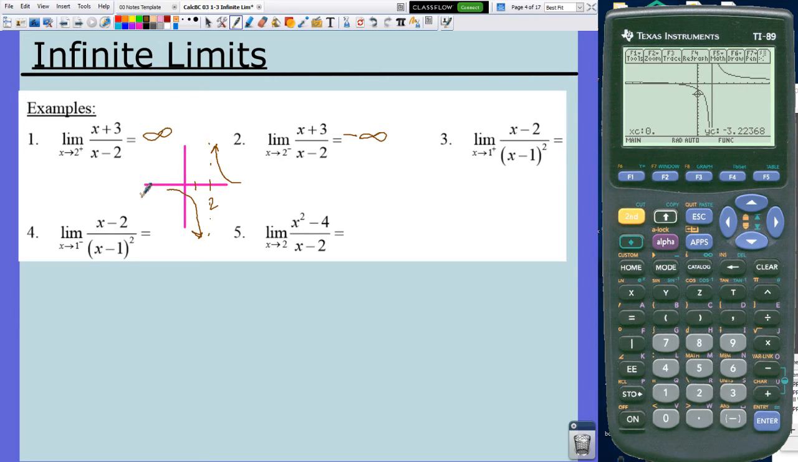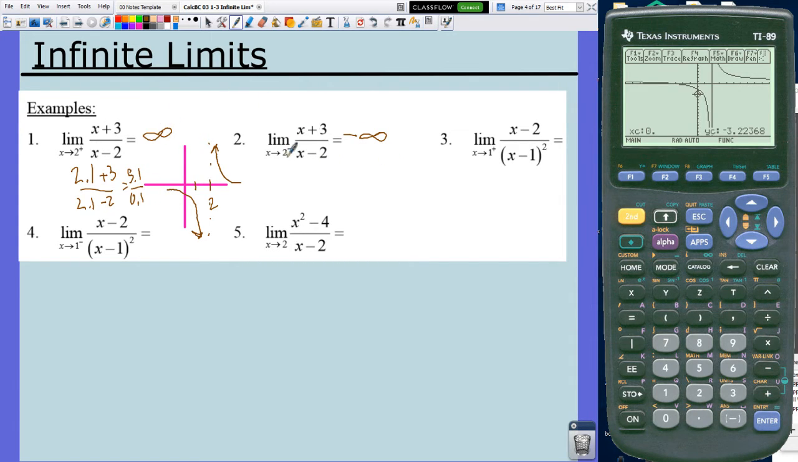Now, how do we do this without graphing? What I like doing is, if it says a left or right side limit, just plug in a value that's just above 2. Try 2.1. If the value is positive, you're going to positive infinity. If the value is negative, it'd be negative infinity. So plug that in: 2.1 plus 3 over 2.1 minus 2. If you do this, you're going to get 5.1 over 0.1. Both numbers are positive, so positive infinity.